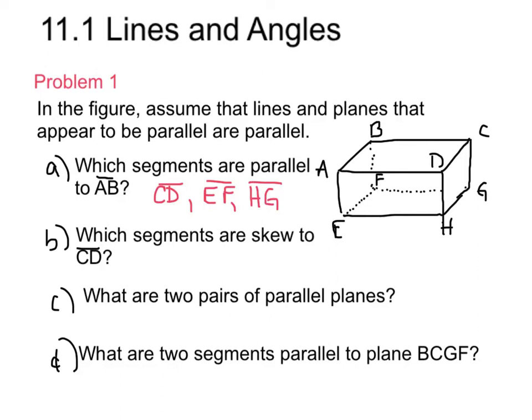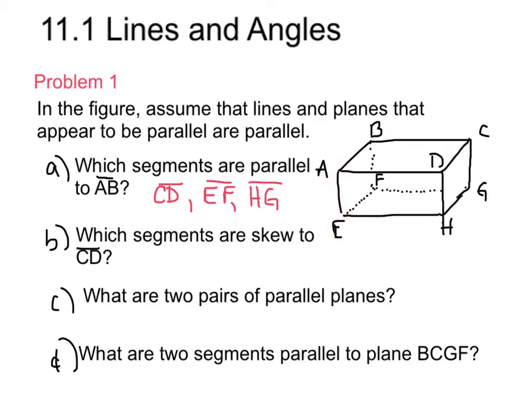In B, we have to figure out which segments are skew to CD. So here's CD. Now remember, skew cannot be in the same plane, and they can't intersect. Let's look at it. DC is right here. Would CG be skew? No, because they share the same plane here, and they intersect. So that would not work. HG is parallel, so it can't be skew. EF is parallel, that wouldn't work. So can you find one?